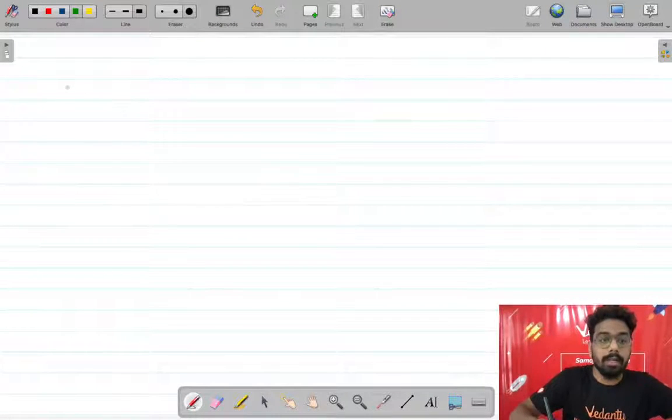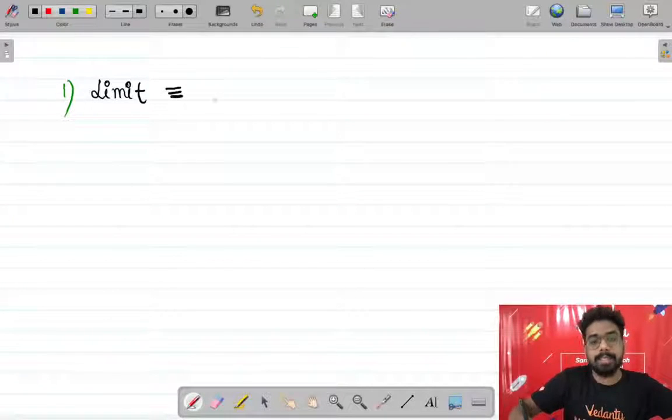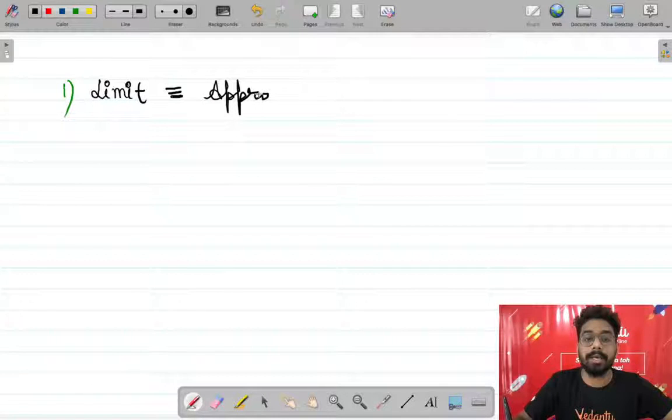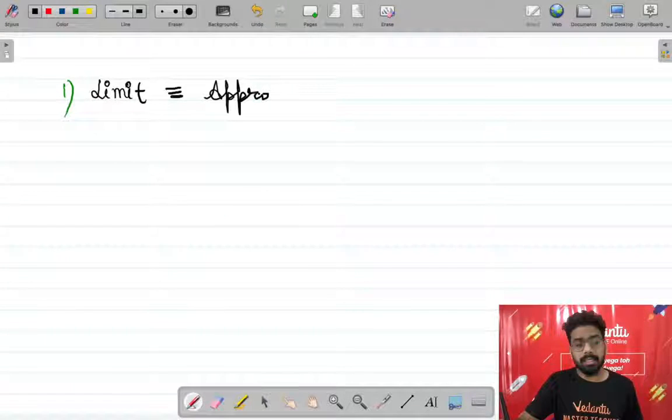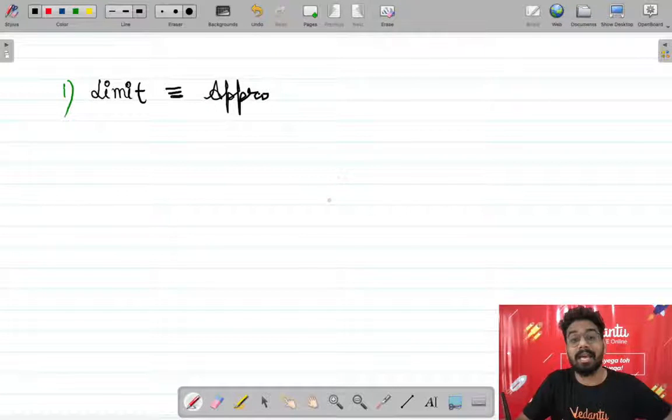Okay. First point, what exactly is the limit? Limit, basically, limit means approximate. This is the literal meaning of it. Limit means approximation. Now the question will be like this: limit of a function. Now this function can be anything.